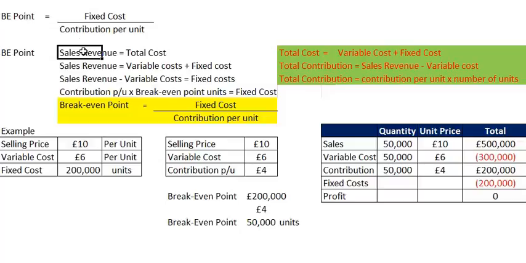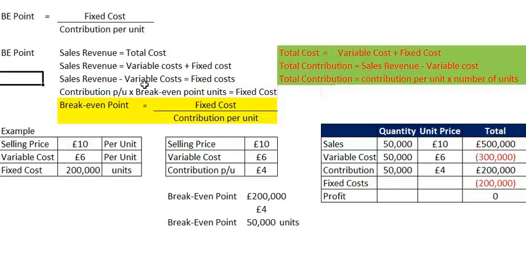Let's find out how we arrive at this equation. You know, at break-even point, there is no profit, no loss. In other words, sales revenue is equal to total cost. We know total cost is equal to fixed cost plus variable cost. In this equation, we can replace total cost by variable cost plus fixed cost.